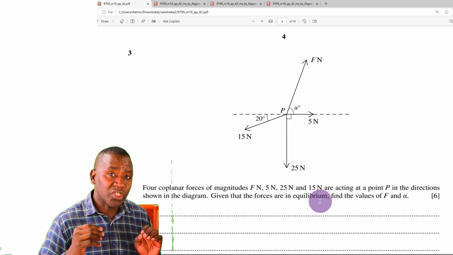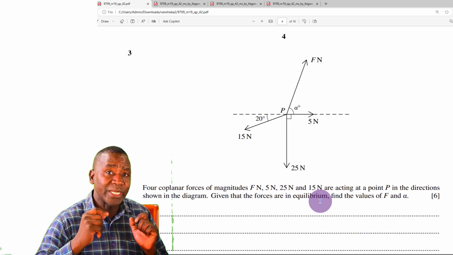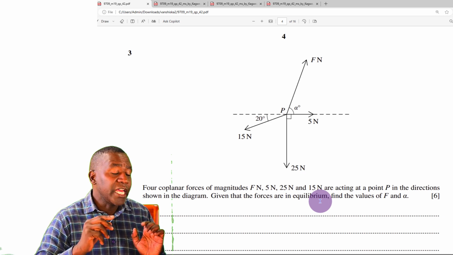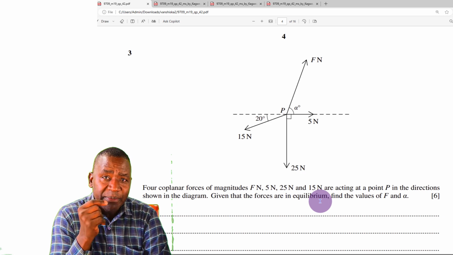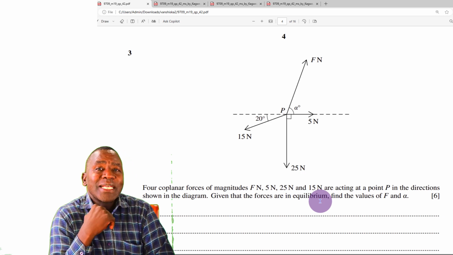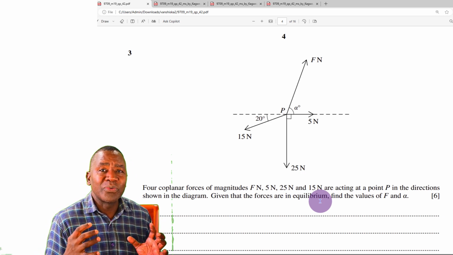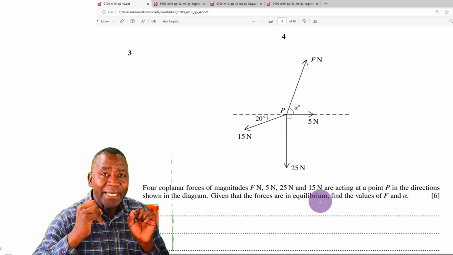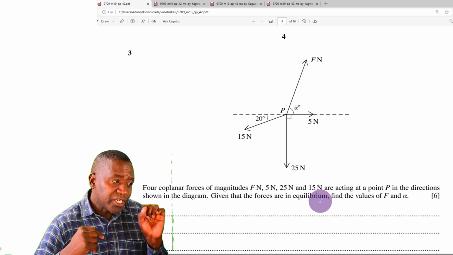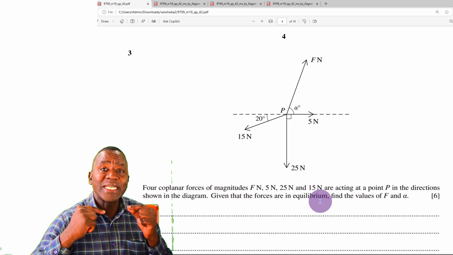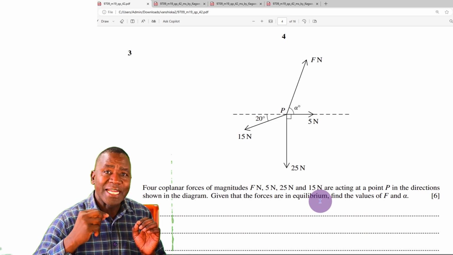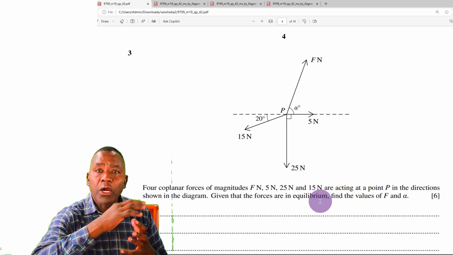So let's see what concepts we are supposed to use when the system is in equilibrium. Straight away, for any system of forces which is in equilibrium, the resultant force in that system is 0, or the resultant force acting on the object is 0. This is one of the concepts which I'd like you to understand. How does it come about? They will mention the word equilibrium. When they mention the word equilibrium, you're supposed to know what it means. If the system is in equilibrium, then it means that the resultant force, when you add all the forces, you're going to get 0.